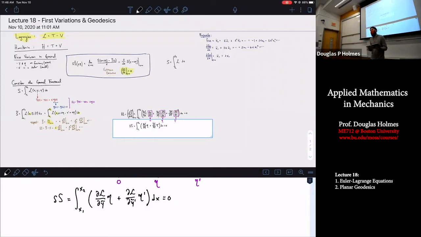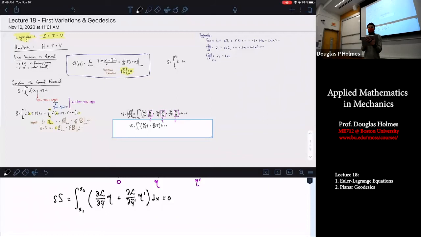Whenever you get to this point, alarms should be sounding in your head. What do we need to do now? Chain rule. Or, yeah, integration by parts. Yeah, exactly.